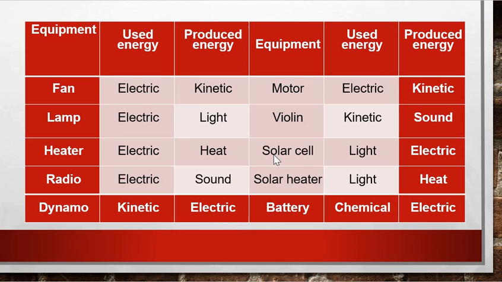Solar cell: we said the solar cell collects the light energy coming from the sun and produces electricity, or electric energy. The solar heater collects the light energy coming from the sun and produces heat energy. A battery stores chemical energy and changes it into electric energy.